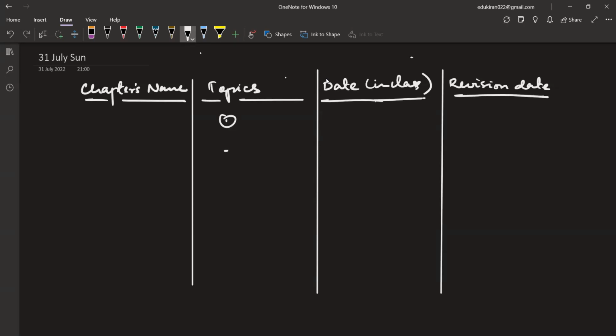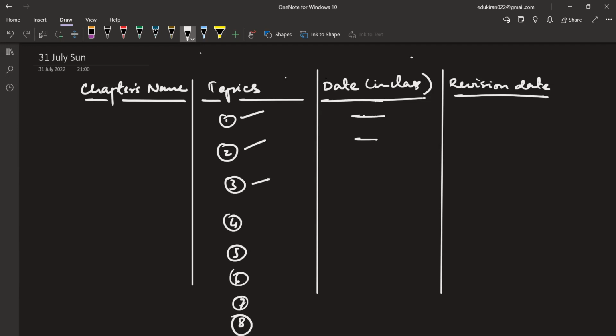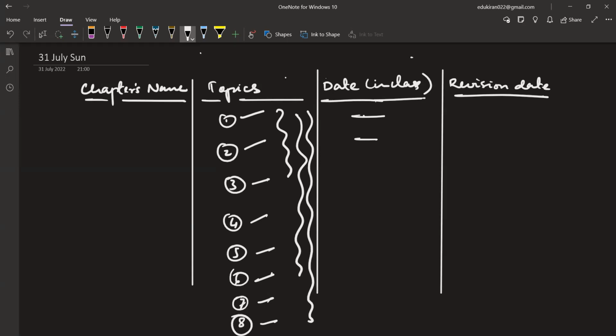So let us say you have topics 1, 2, 3, 4, 5, 6, 7, and 8. So 8 classes, let us say for the chapter Solutions, and then you will write the dates here. So this topic was completed on this date and this date and this date. Then revision dates: first of all, you will revise the first topic, then the second topic, then the third topic. And then in the next set of revision, you are going to do all of these 3. Then 1, 2, 3, then all of these 3, then 1 and 2, and then all of these chapters. You have to revise it like this.